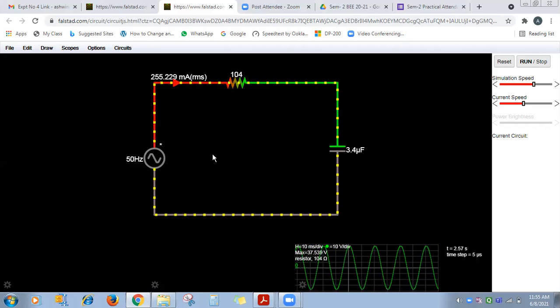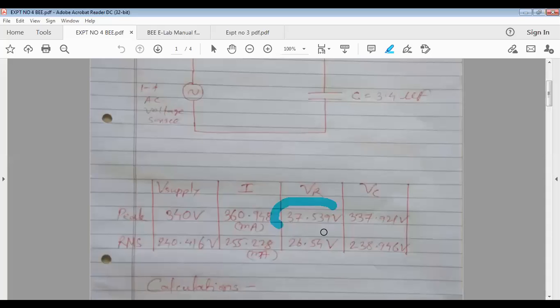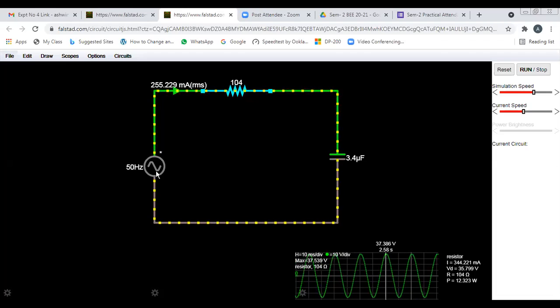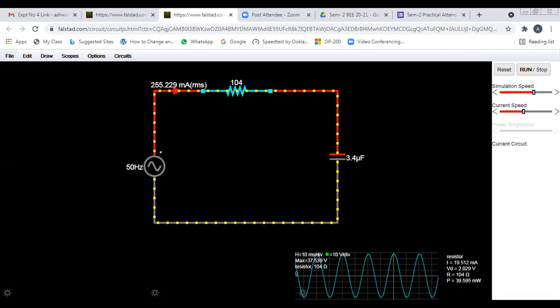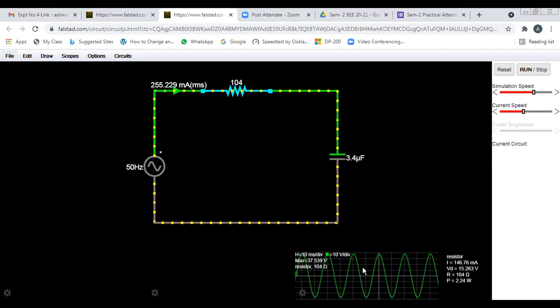So here it's the peak we got. See, 37.539 here I have written and divided by √2. If you divide it by √2, which value will you get? RMS. Correct. Because while doing calculations, we want the RMS value, so we'll convert this peak to RMS. Similarly, note down VC now. The current flowing through the supply, resistance, and capacitor is the same because it's a series circuit.